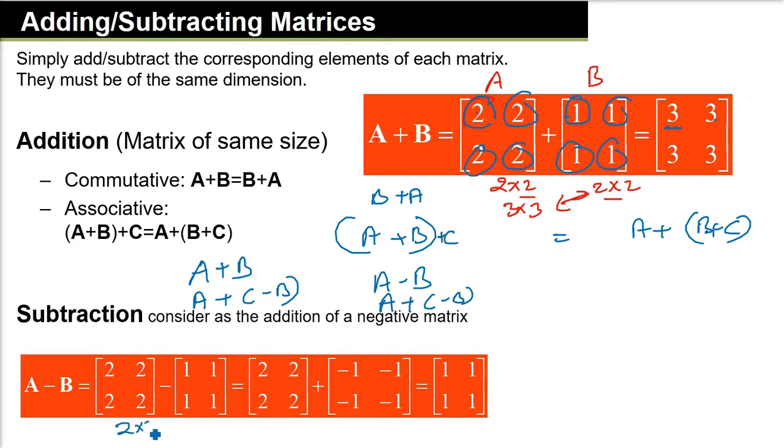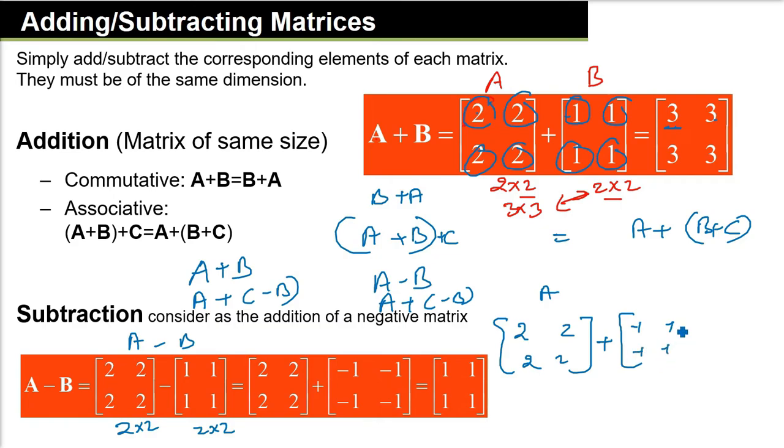First we have to see whether the orders are the same or not. The orders are the same. Now we have to subtract them. So 2, 2, 2, 2, this is the A matrix. And then we have another matrix which is the B matrix. So we add, and then we negate the second matrix. That is, I multiplied -1 with all the internal elements, scalar -1 multiplication.